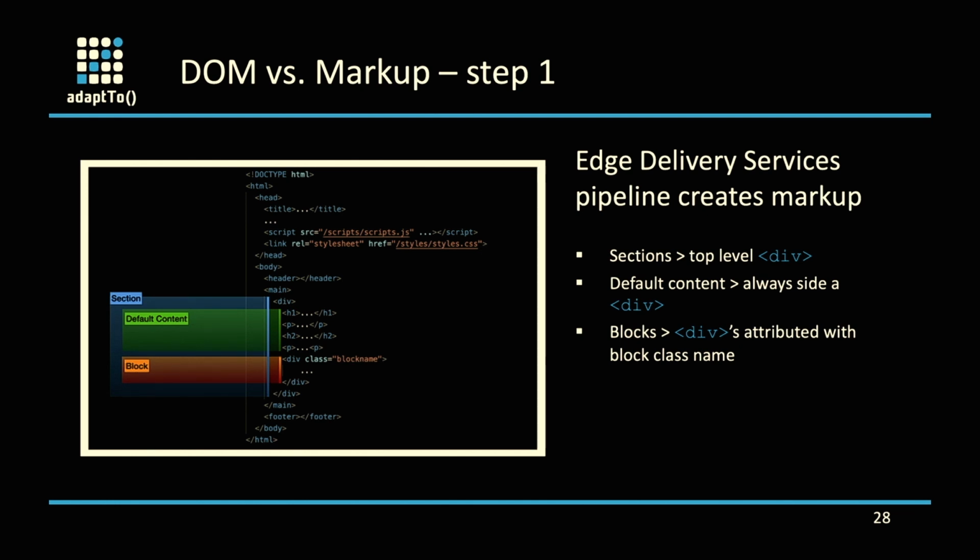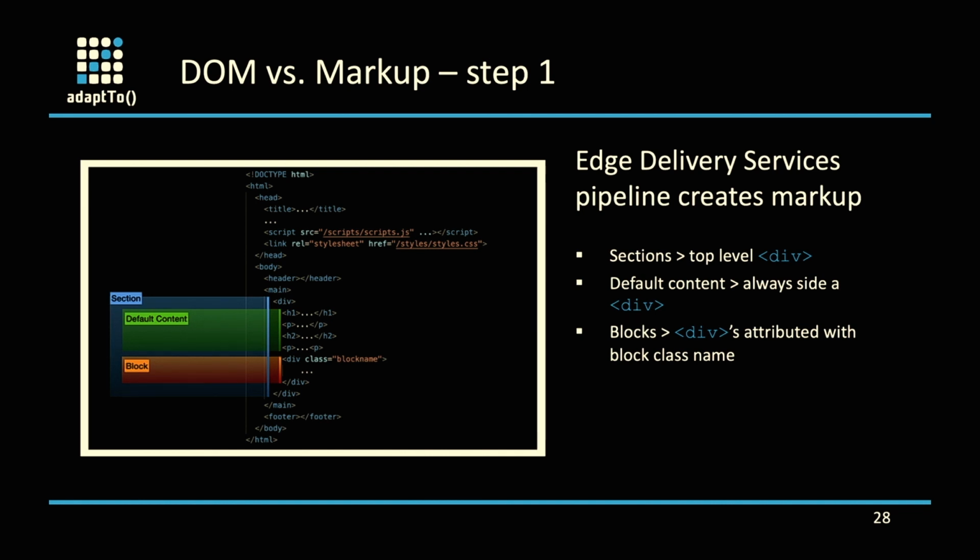This is happening all by our pipeline, and this is the HTML markup which is shipped to your browser. So if you go to any site which is delivered by Edge Delivery Services, like our documentation site, for example, and you do view source in the browser, you will see exactly this. There's no magic, no secret behind it, it's basically visible.